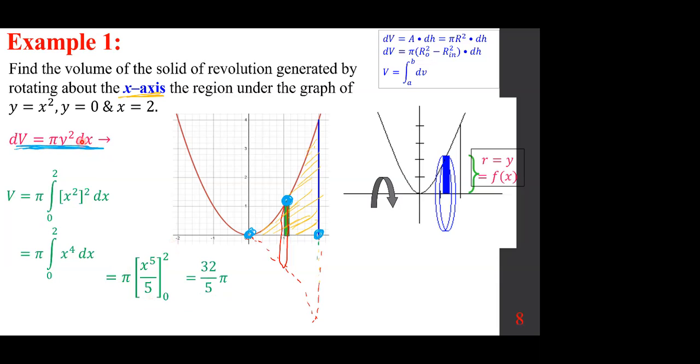So if you're looking at the method of disk, I would write dV is pi r squared. Don't write y squared, write r squared, okay, class, write r squared dh. dh becomes dx or dy. Or you have to figure out what r is.